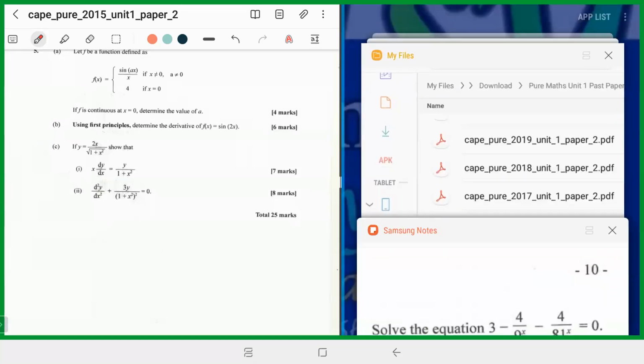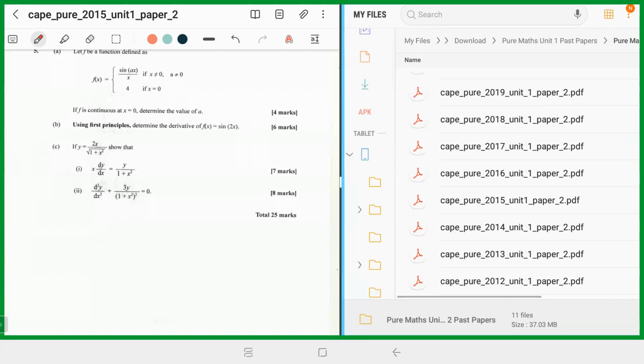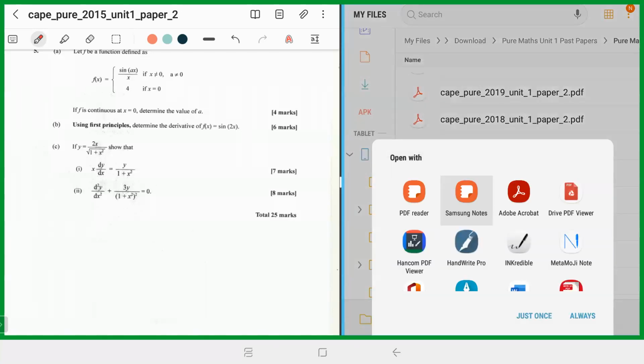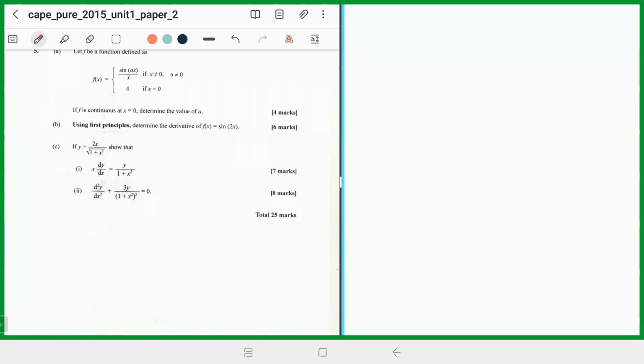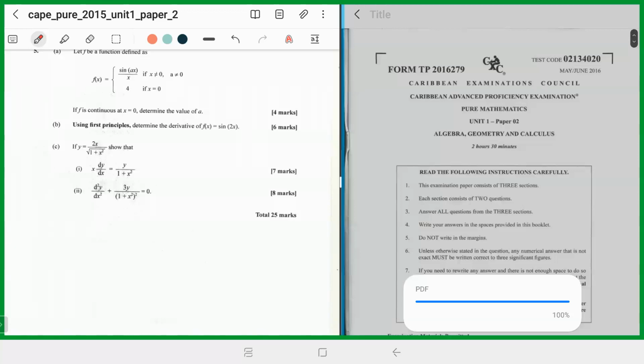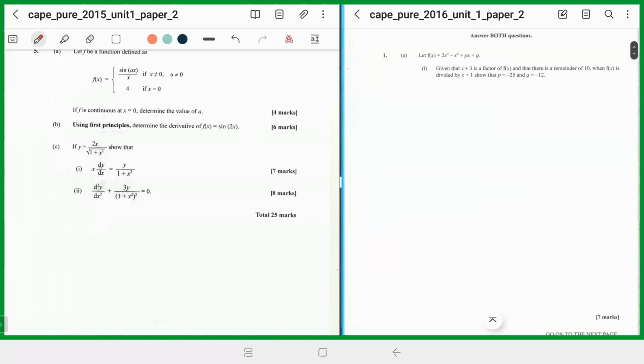Another question. All right. Which one? This is 2015 to 2016. Let's look at 2016. Is there anything interesting there? 2016.